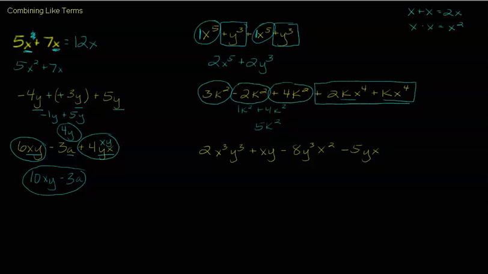The exponents don't change. Now we have a positive 2kx to the fourth plus 1kx to the fourth. That's going to be 3kx to the fourth. And again, like I said, that's all you can do, right? Because they're not the same. See if you can figure out the next one on your own.